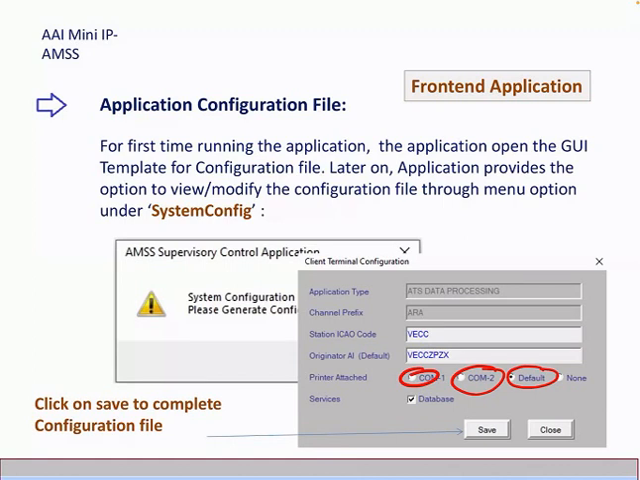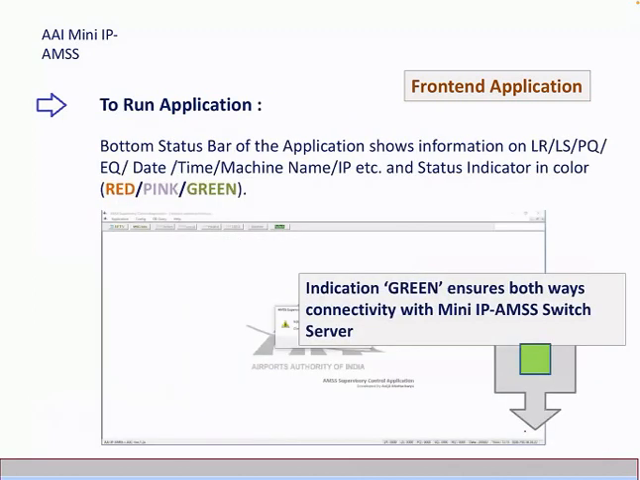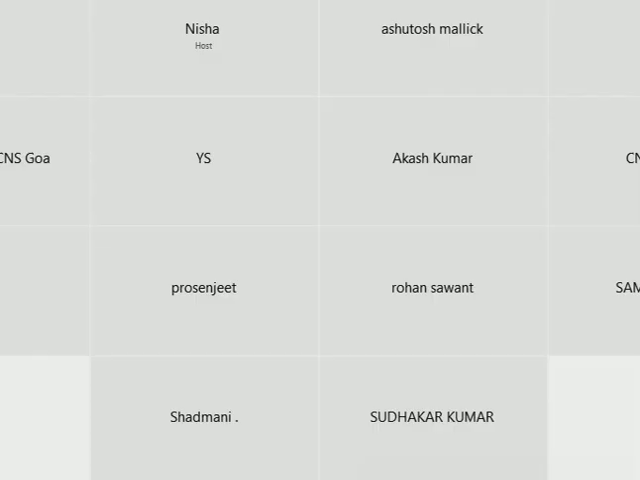Now the same thing which I told you about in the supervisor: when you run the application for the first time, it will show red. Once it starts to receive the broadcast message, it will be pink. And if the application is properly connected, and a connection has been established between your mini IPMSS and the system where you are running the application, then it will show green.